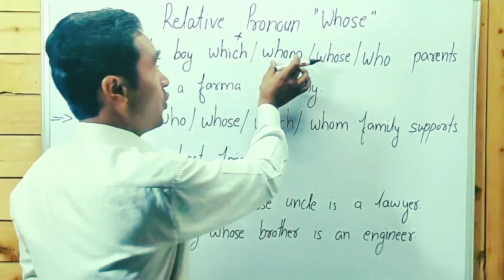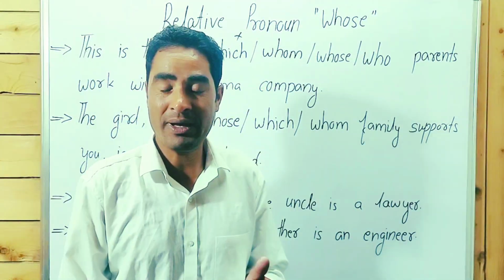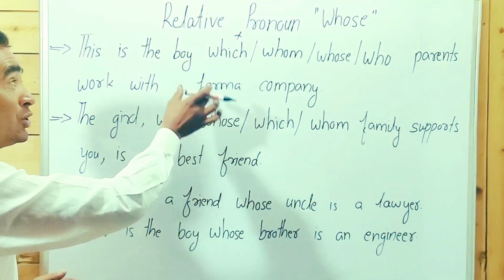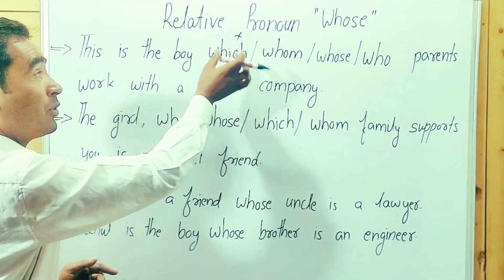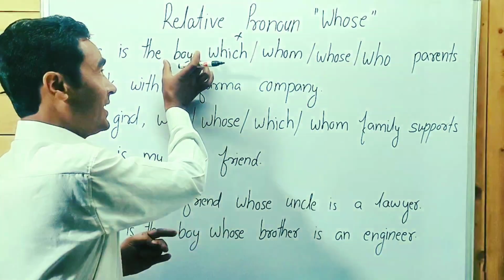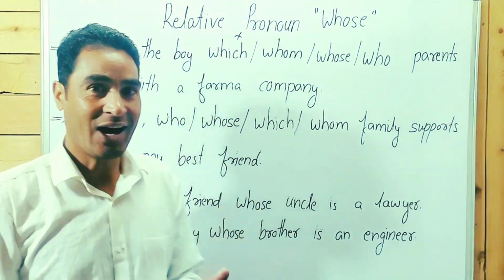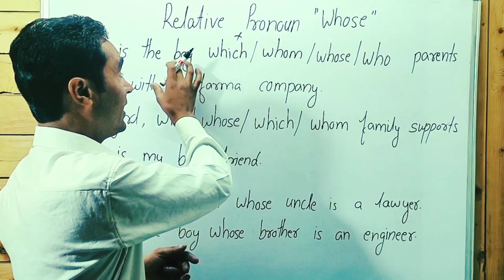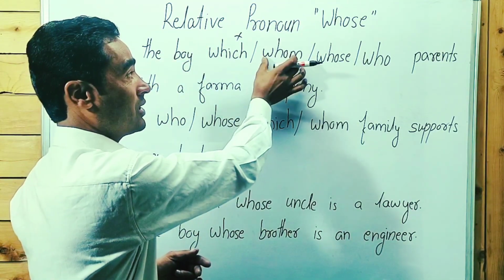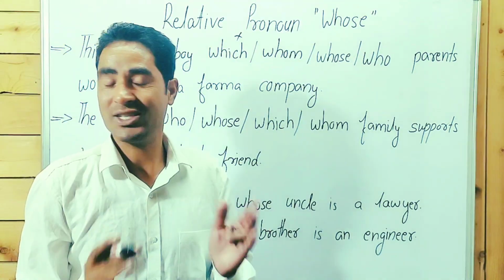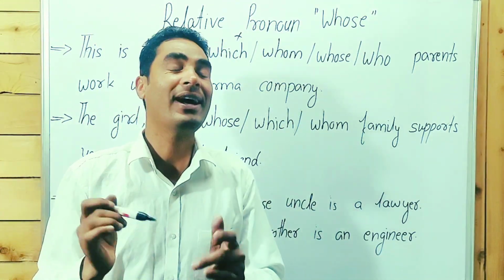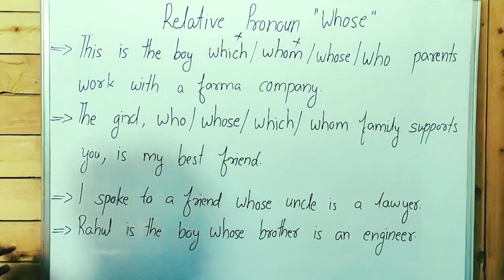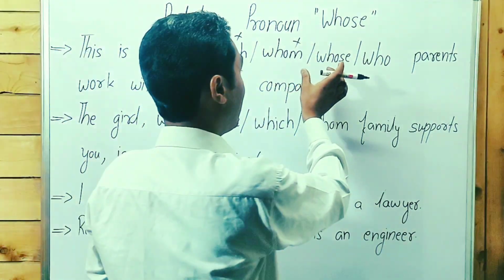"Whom" is used for human beings but in the objective case. We are talking about the subjective case here. As you know, a relative pronoun takes its verb according to the antecedent, the previous noun. So boy is the antecedent, and "whom" is objective case, not subjective case. That's why this is an incorrect relative pronoun.